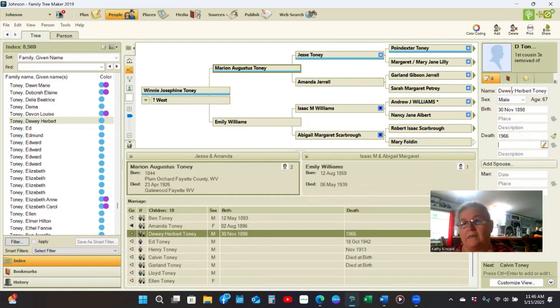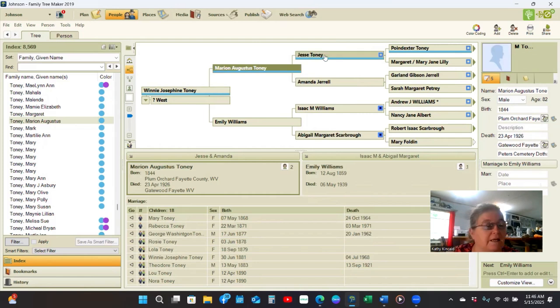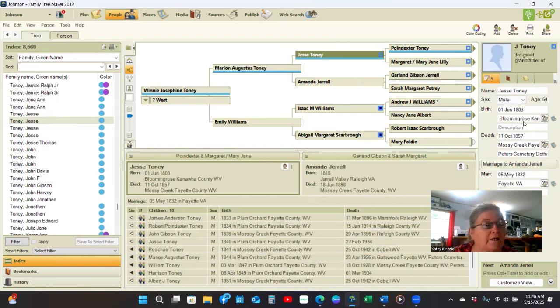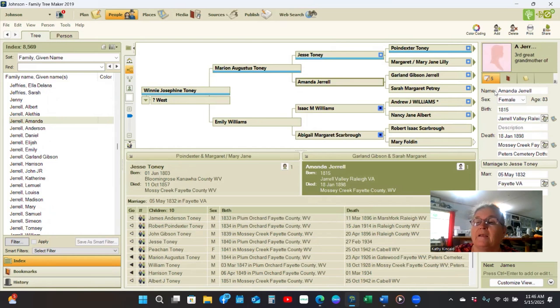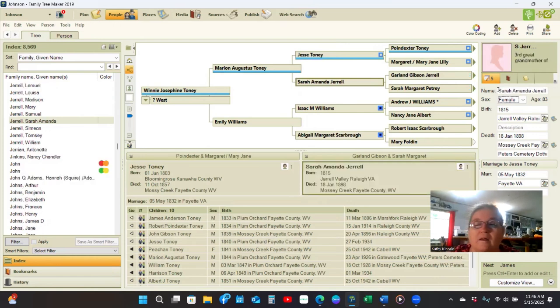It's easy to find your information wherever you find it at. Just make sure that you're checking things to where that they're doing good. Let's see. We're going to go back to Marion Tony, and his dad was Jesse Tony. Check his birth date, 1803, 6-1. Yes, October the 11th, 1857. That is correct. Married Sarah Amanda. I did not know her first name was Sarah. And she's buried at the Peters Cemetery.